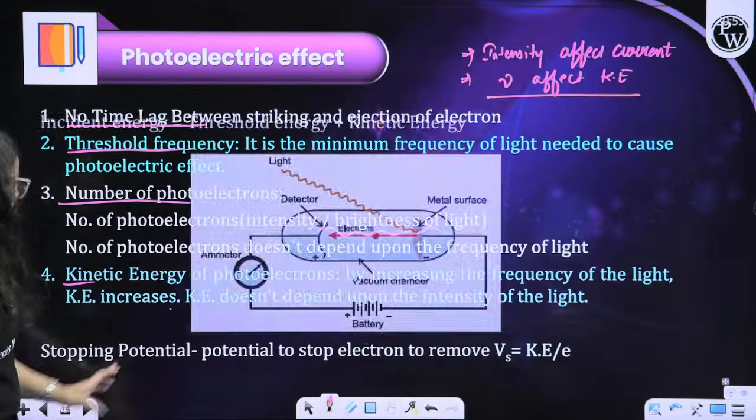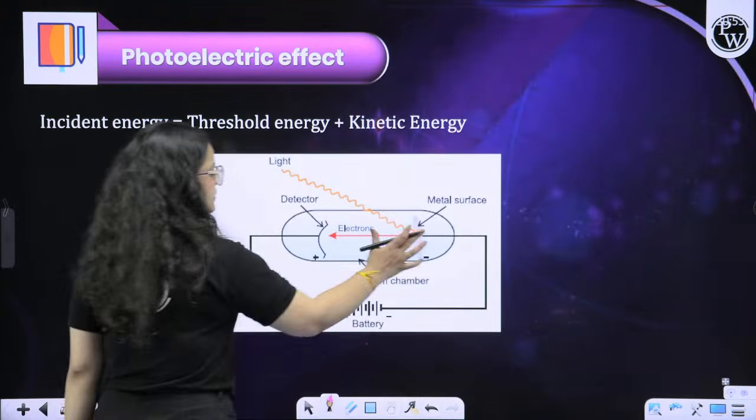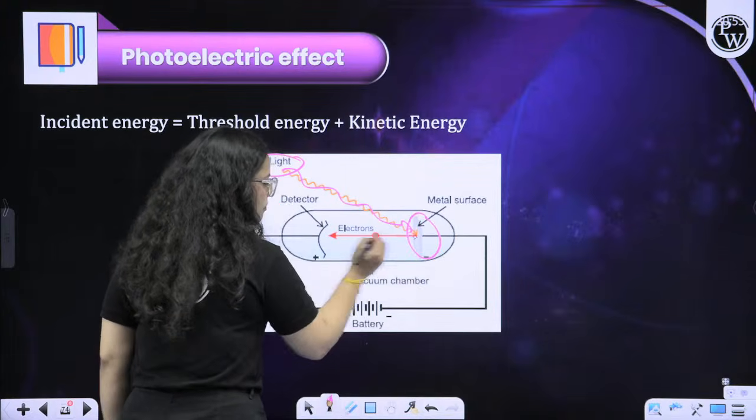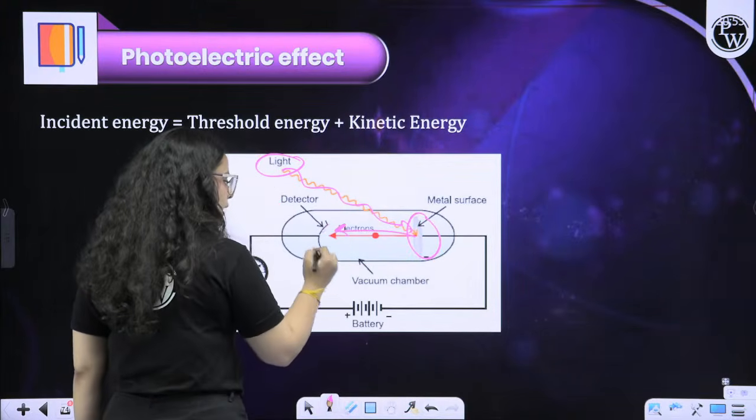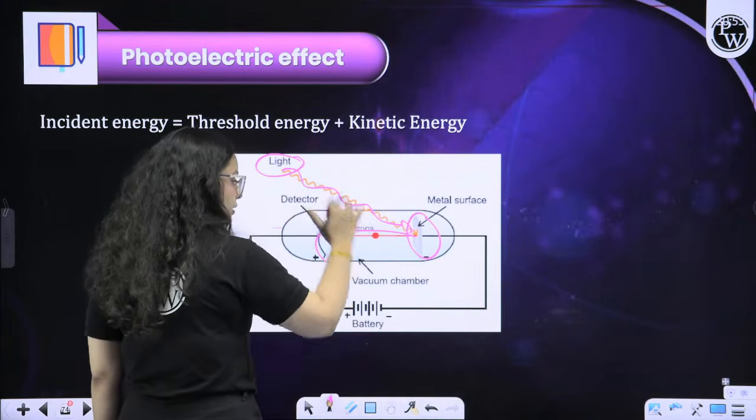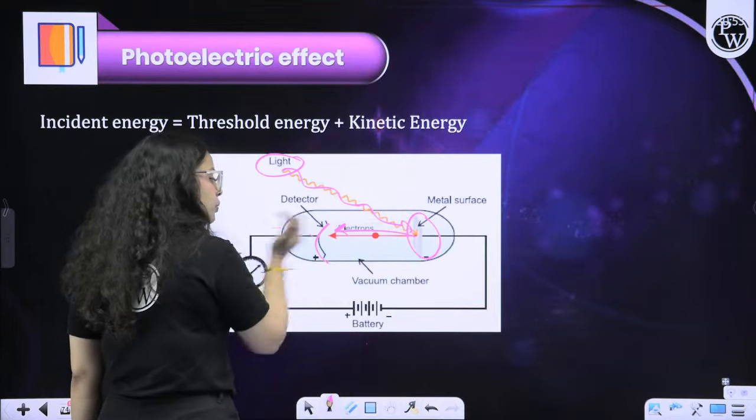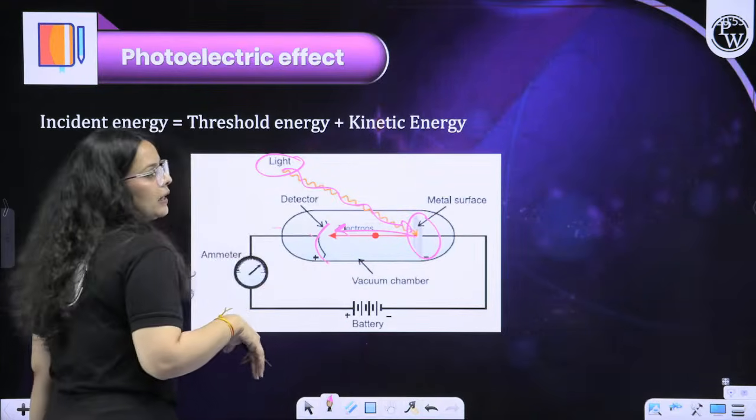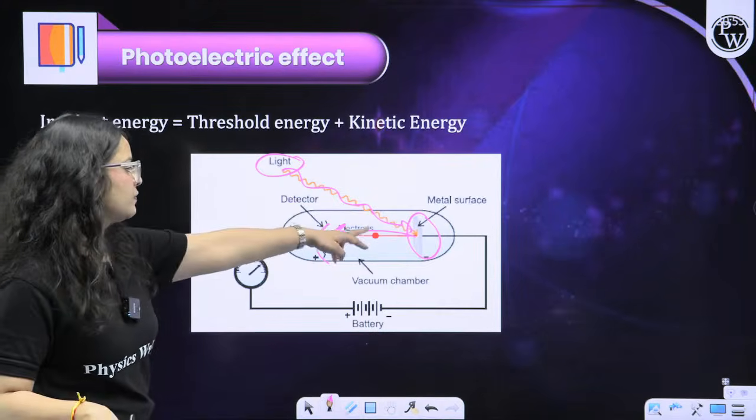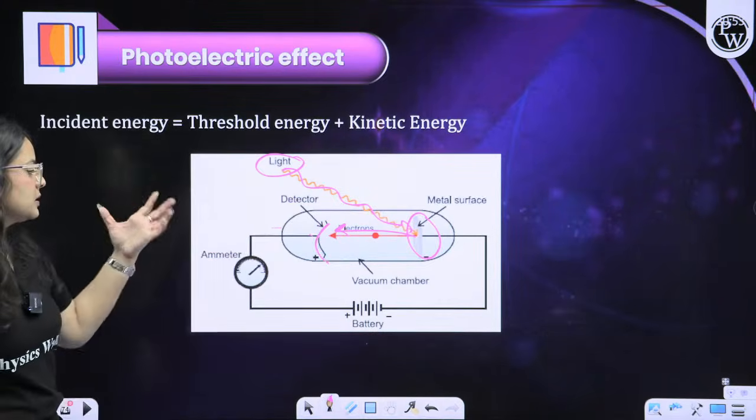See, beta, this is the experimental setup. Have a look. Light is passing over the metal surface. The metal surface will expel the electron out. It will go to the detector and complete the circuit like this. So this is the proof that the metal is removing the electron, which completes the circuit. So this is about the photoelectric effect: due to the presence of light over the metal surface, there is ejection of electrons.